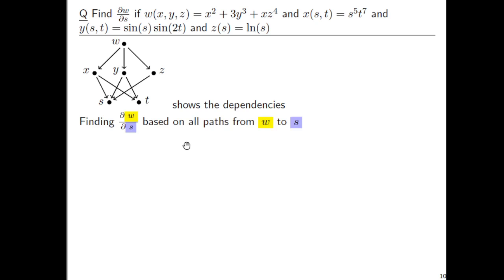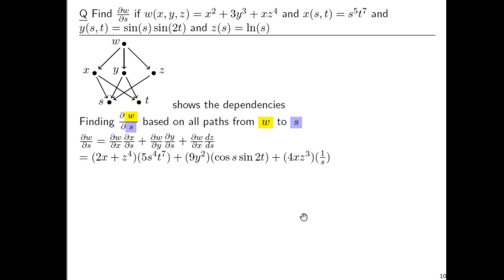Based on this dependence diagram, we would find the partial derivative of w with respect to s by looking at all paths that start at w and end at s. So this is what the specific version of the chain rule would look like. The partial derivative of w with respect to s is dw/dx times dx/ds plus dw/dy times dy/ds plus dw/dz times dz/ds. That should be a z, sorry for that typo. And so we get a thing that looks like this. I won't go through all of the partial derivative computations, and then we're not done.